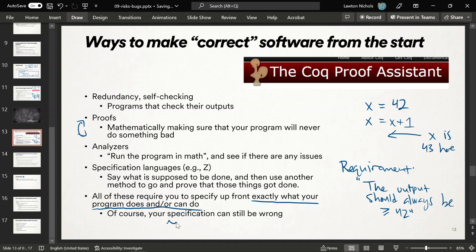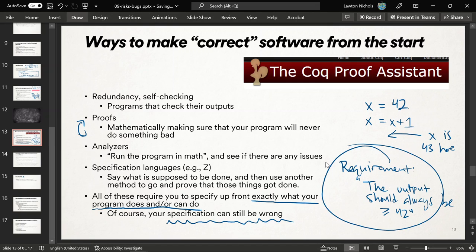And then the issue there is, of course, that your specification can be wrong. Like, oh no, I require that the output should always be greater than or equal to 42, but really it's supposed to be always greater than or equal to 0, something like that. There's a bug in your requirement now, and if you go ask programmers to write this kind of code and prove that it's correct, oh no, it might be wrong. Maybe it was supposed to be greater than or equal to 50. So this is all a bit vague and generic, but I hope it makes a little bit of sense.